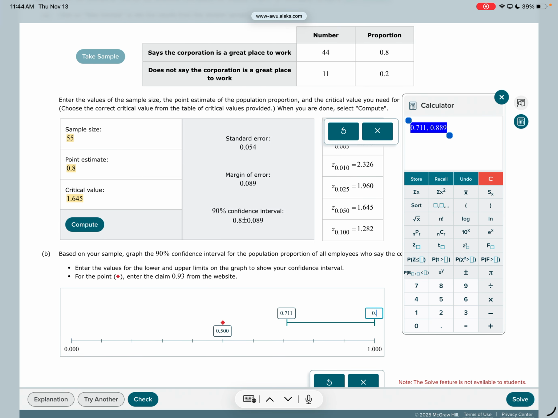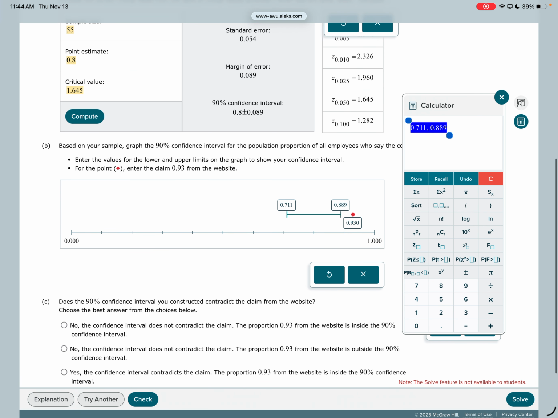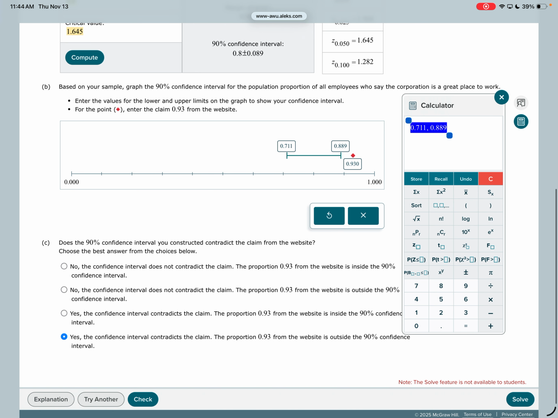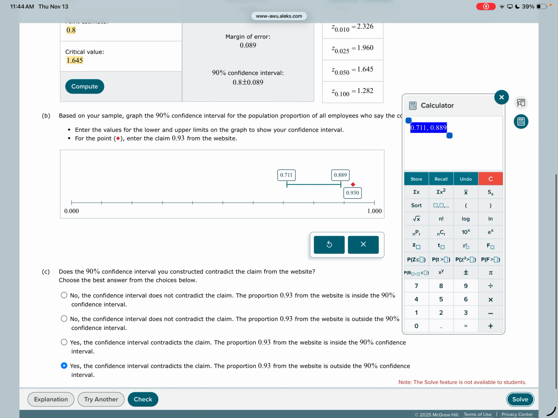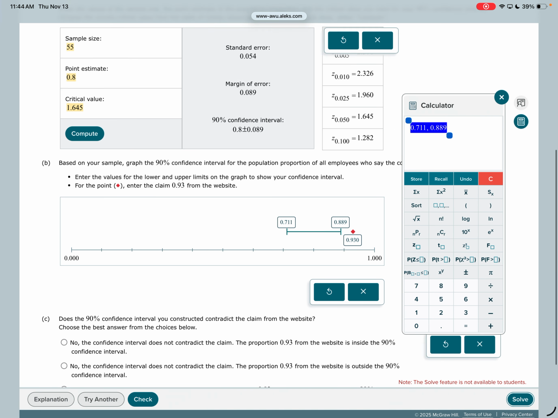0.711, 0.889. They claimed it was 0.93. Okay. So we would say, yes, we do contradict the company. They said 93% of the people like to work there, but we are 90% confident that only 71 to 89% like to work there. Okay? Make sense? A little bit?